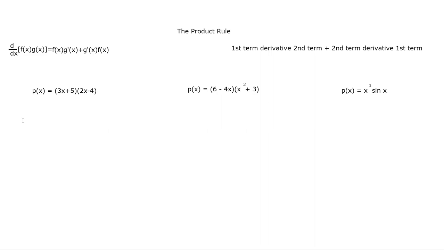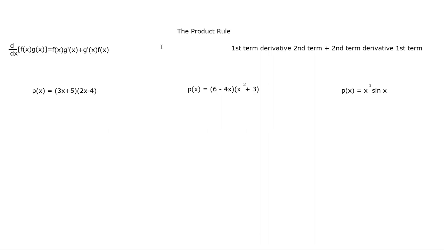Okay, today we're going to talk about the product rule. The product rule is very helpful and very useful when we have to find the derivative of a function that is expressed as a product. All right. Now we have two ways to express this.